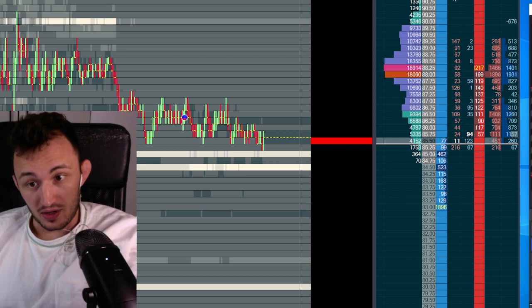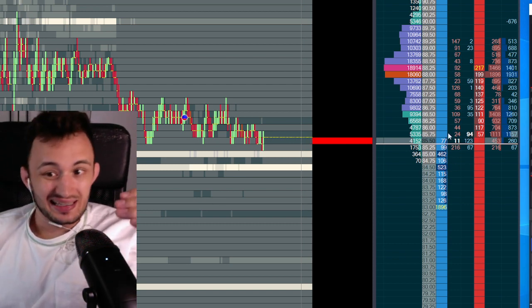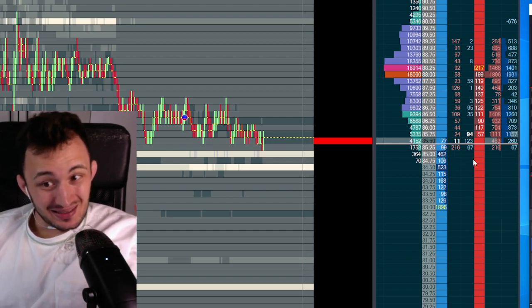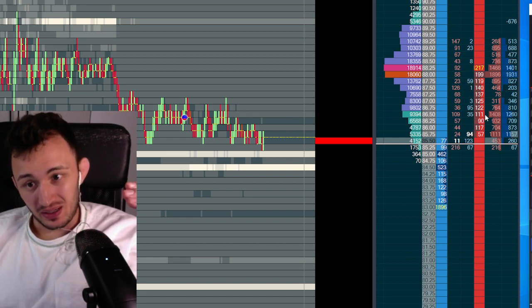Does it mean it reversed and this is the bottom? No, obviously not, but this could be the bottom. If you're short, this is where you should at least take partials, because then it's likely that it reverts at least back to the mean.